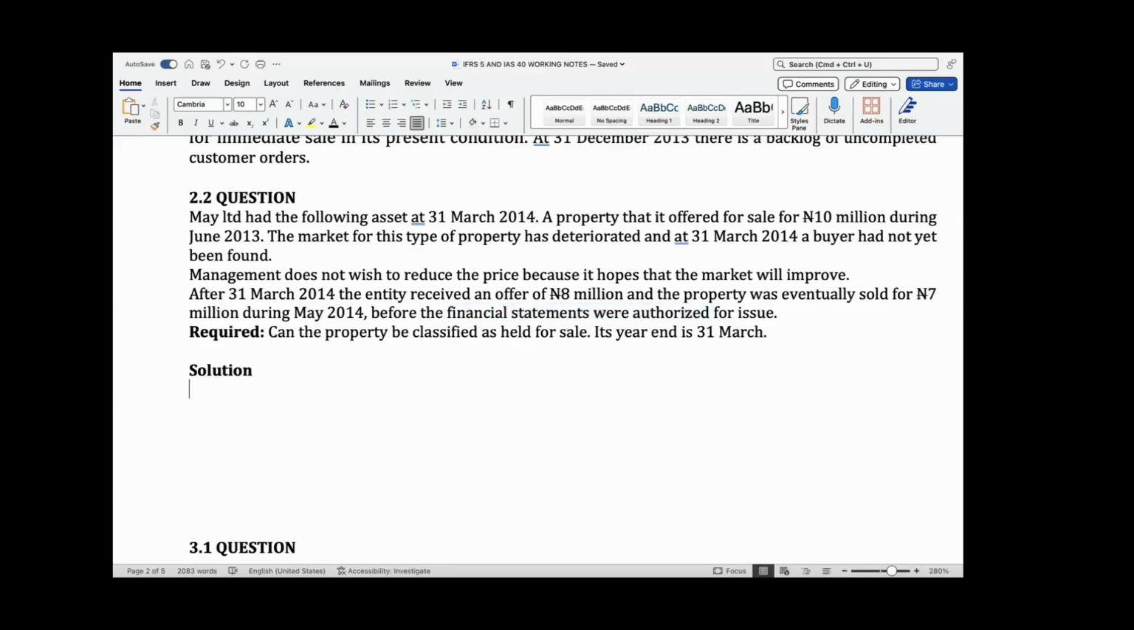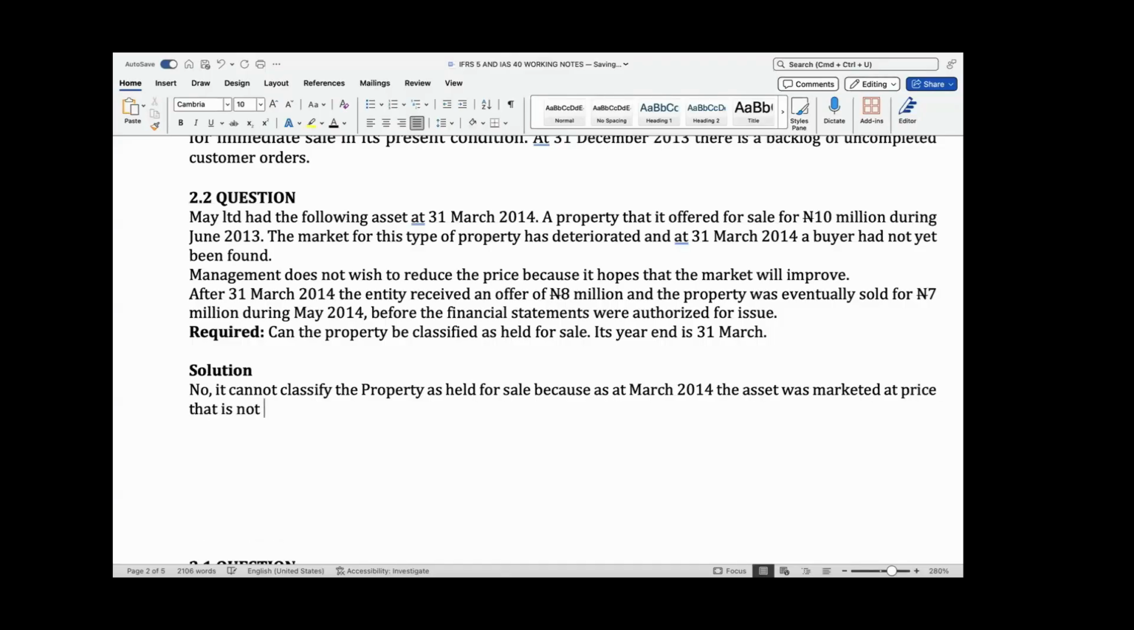So maybe you're correct. No. It cannot classify the property as held for sale because as at March 2014, the asset was marketed at a price that is not reasonable in relation to its current market price, which is why they were unable to sell it.